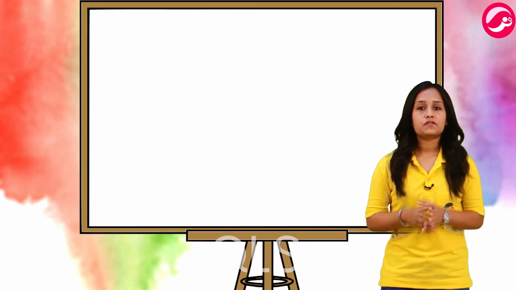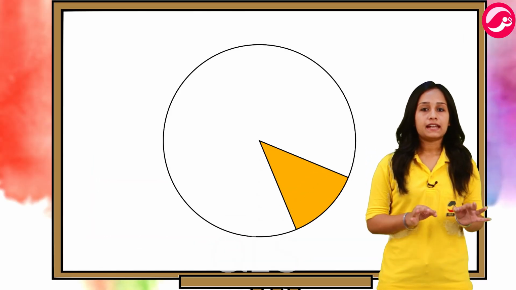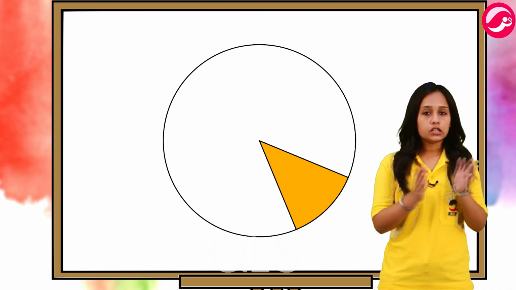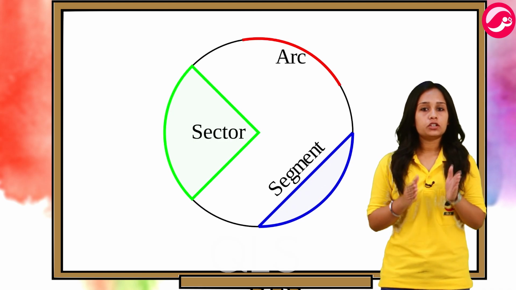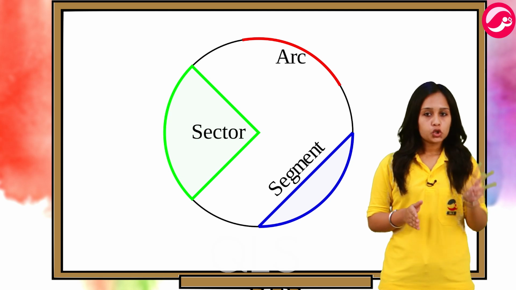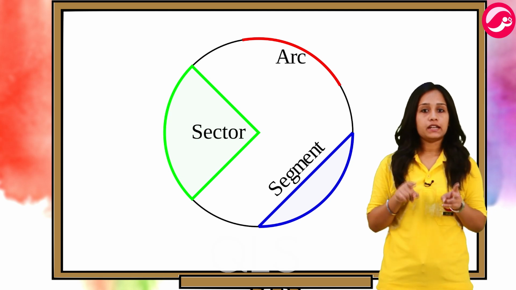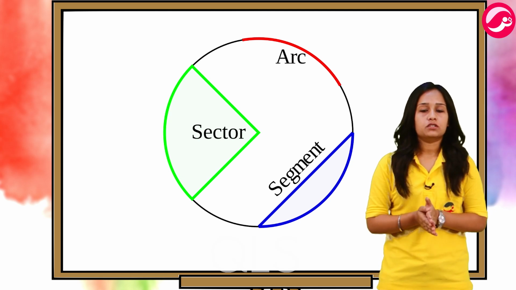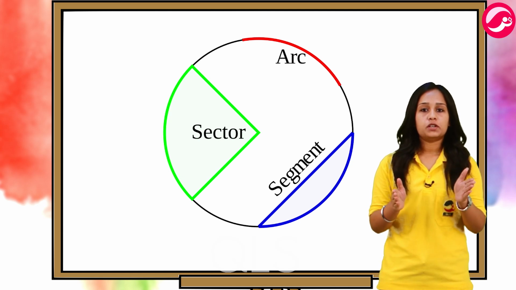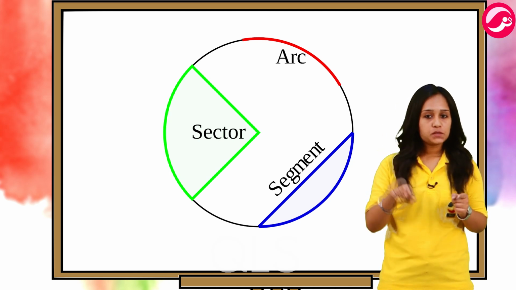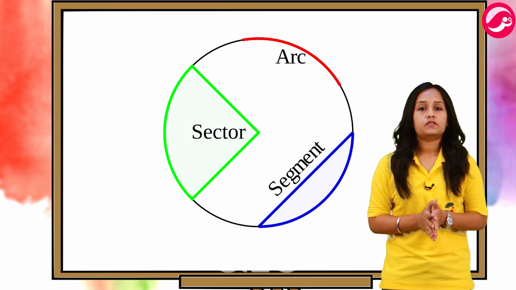So guys, you have already come across the terms sector and segment of a circle in your earlier classes. Recall that the portion or part of the circular region enclosed by two radii and the corresponding arc is called a sector of the circle, and the portion or part of the circular region enclosed between a chord and the corresponding arc is called a segment of the circle.